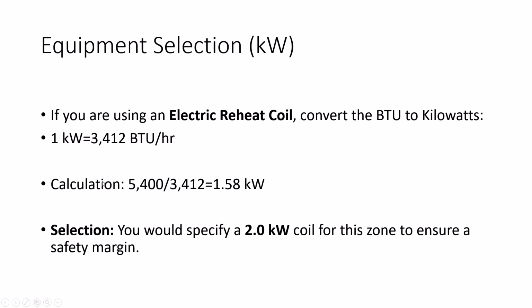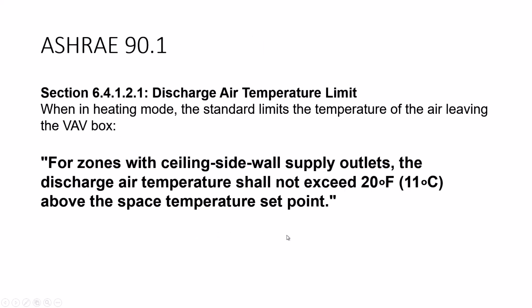Now we'll go for an electric reheat coil. If you are using electric heat, just divide this by 3412, which gives 1.58 kilowatts. We don't have a 1.58 kilowatt heater, so you will go for a 2 kilowatt coil to ensure a safety margin.